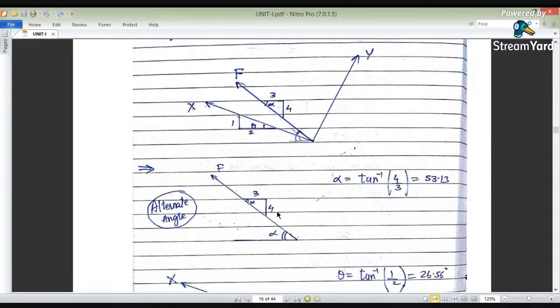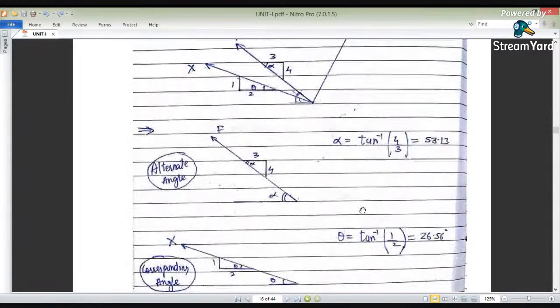The opposite has been taken as 4, and the adjacent has been taken as 3. So 4 by 3 comes to be 53.13. That is alternate angle or opposite angles. So here we have transferred this alpha. That means this force F is making an angle of alpha as 53.13.